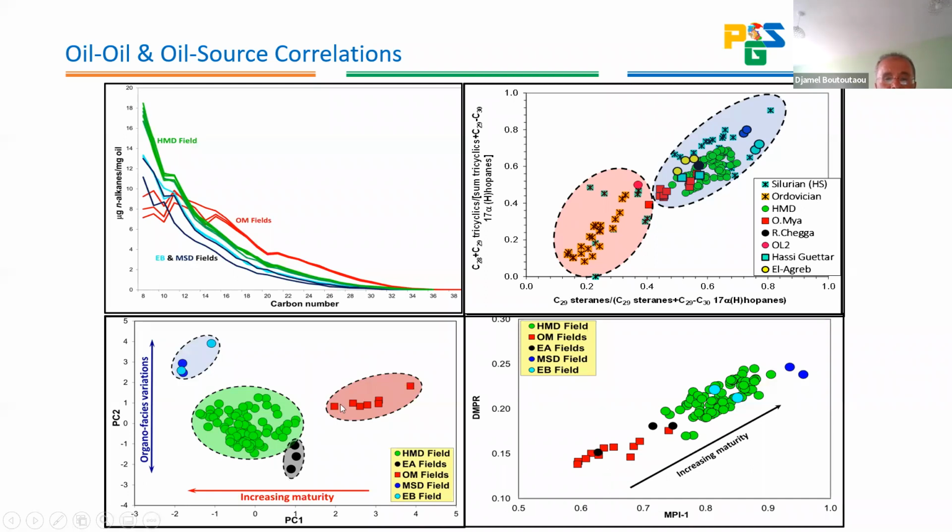This is a statistical approach, a principal component analysis, to perform oil correlations. We can see here, these oils are from Algeria, and we can see 4 main types of oils. Most likely these 3 groups are mainly different because of maturity, but that one is coming from another type of source rock, from another basin.